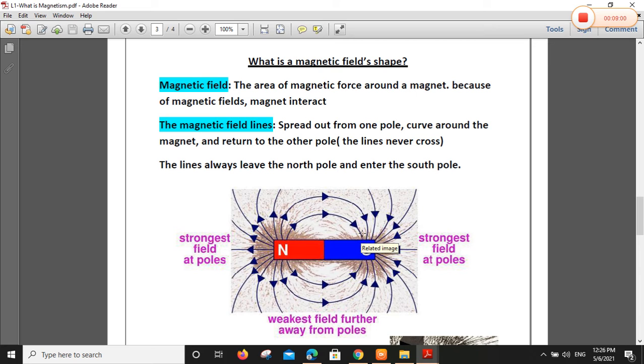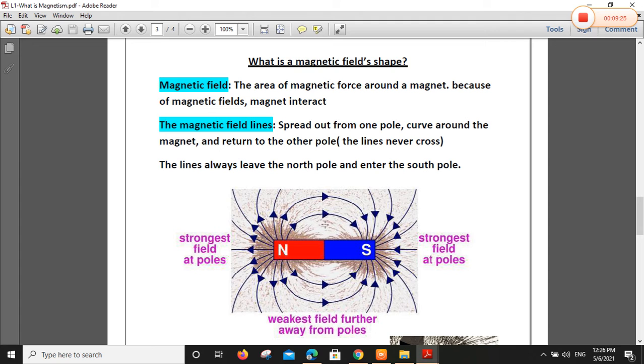Where is the strongest point of the magnetic field? At the two poles, as I mentioned before. What is the weakest field? Away from the poles, so at the center. The weakest. So look at the sprinkled iron filings. These iron filings are concentrated at the poles.